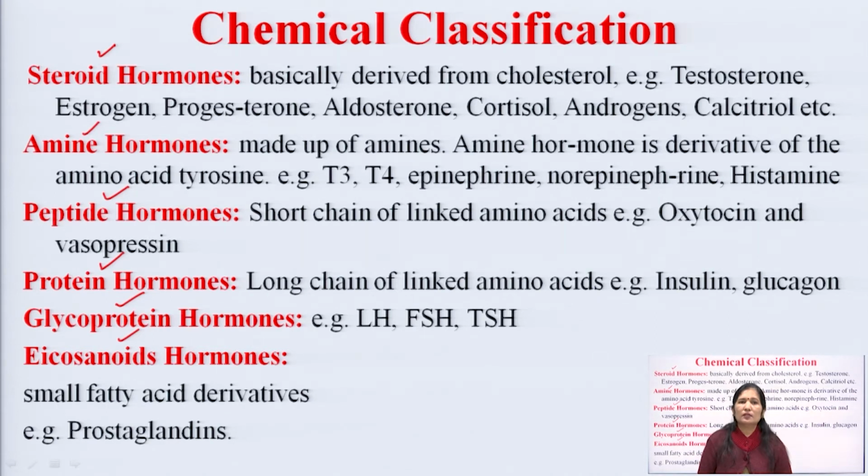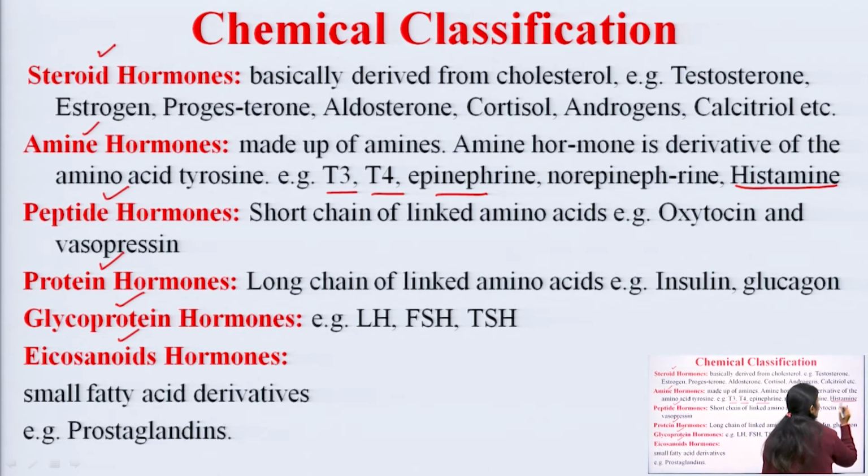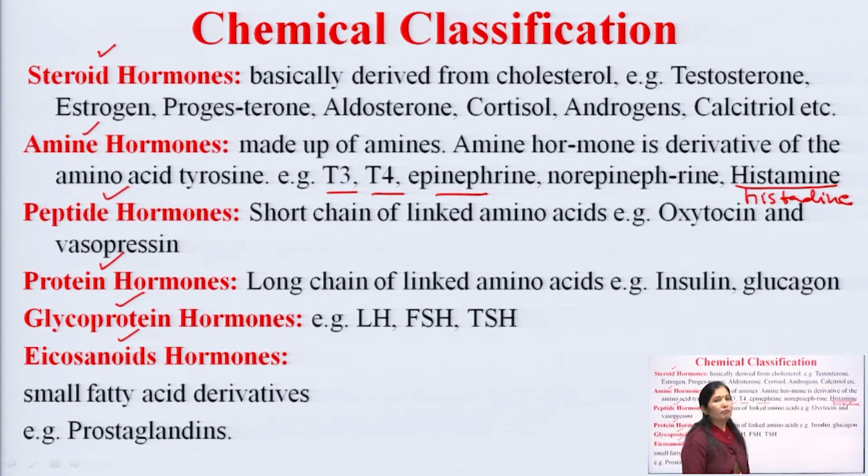Amine hormones are made up of amines. Amine hormones are mostly derivatives of tyrosine. They are derived from the amino acid tyrosine: T3, T4, epinephrine, norepinephrine. Histamine, which is a local hormone, is derived from the amino acid histidine, and histamine is stored in the mast cell.